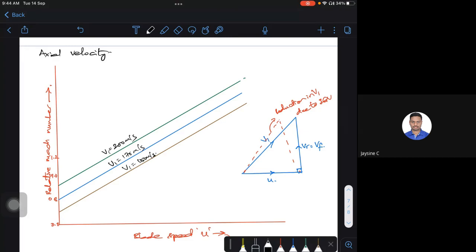The relative Mach number. All these things are happening at the rotor entry, and this is specifically done for most axial flow compressors. And this will lead to what is called slip, which you might have come across. The same phenomenon happens at the exit.